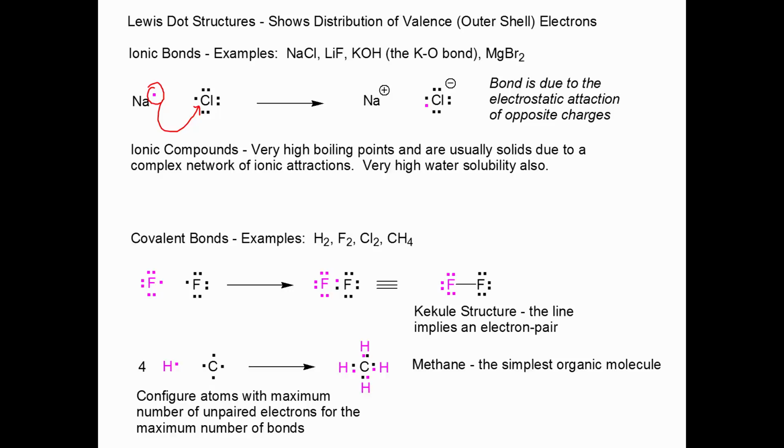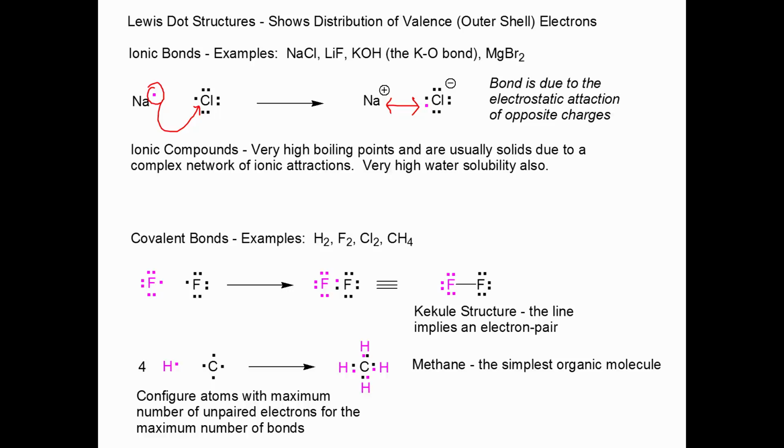Although we're not really drawing any bond here, these are attracted to each other, of course, because a positive charge is attracted to a negative charge. So this is our bond, the attraction of a positive charge to a negative charge. Examples are sodium chloride, lithium fluoride, KOH, i.e. the potassium-oxygen bond, and magnesium bromide.